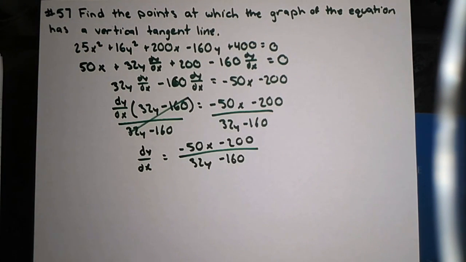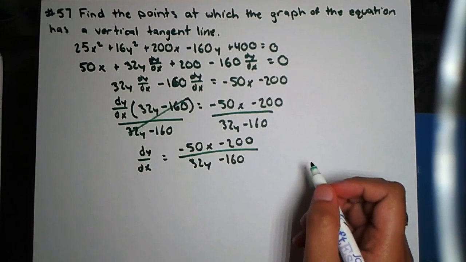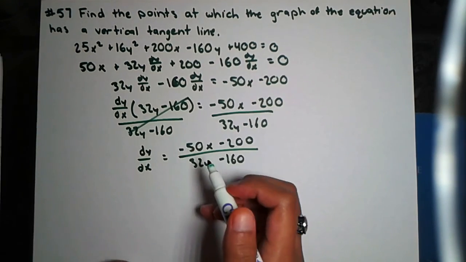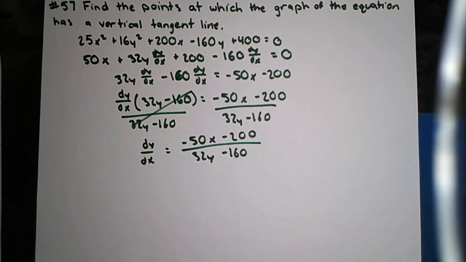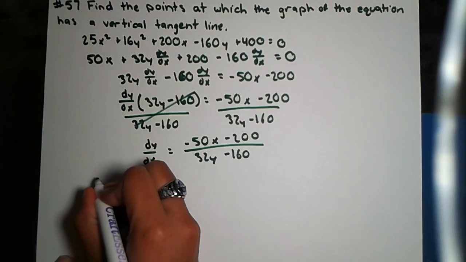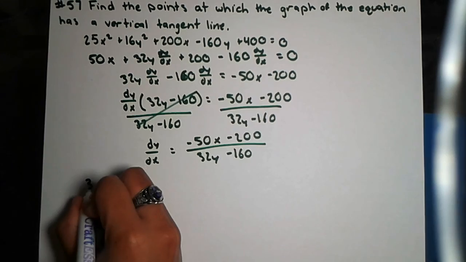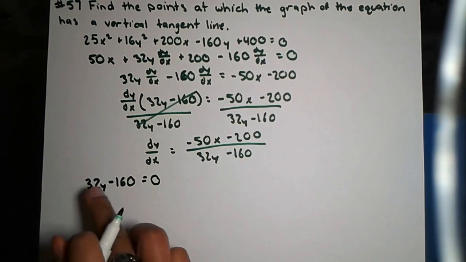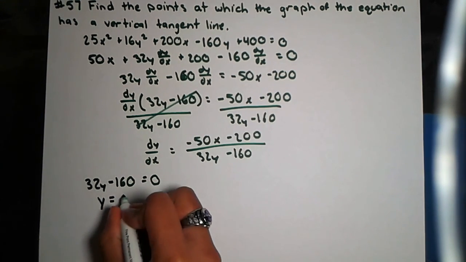And now we're looking for a vertical tangent line, so your slope has to have a 0 for your denominator. So all that matters is your denominator, and you want to know what y has to be for that to be 0. So 32y minus 160 equals 0. Isolate the y to find it, and y would equal 5.